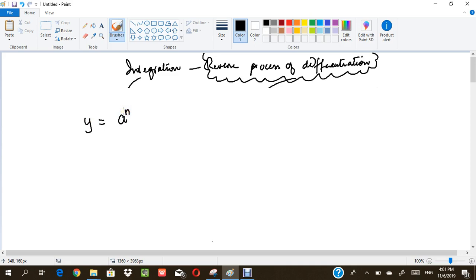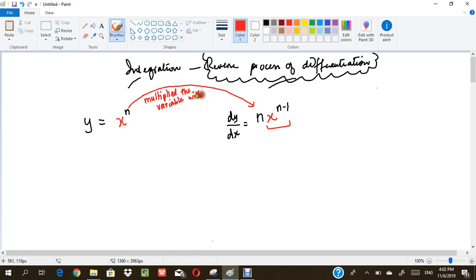Now, the derivative of this is n times a to the power n take away 1. So this was the derivative. Now, what did we do to obtain the derivative? The first thing that we did was that we multiplied the algebraic part. Alright, I have just made a small mistake. I should write x here. So I'll make it x here as well. So the first thing that I did was that I multiplied the variable part with the initial power.